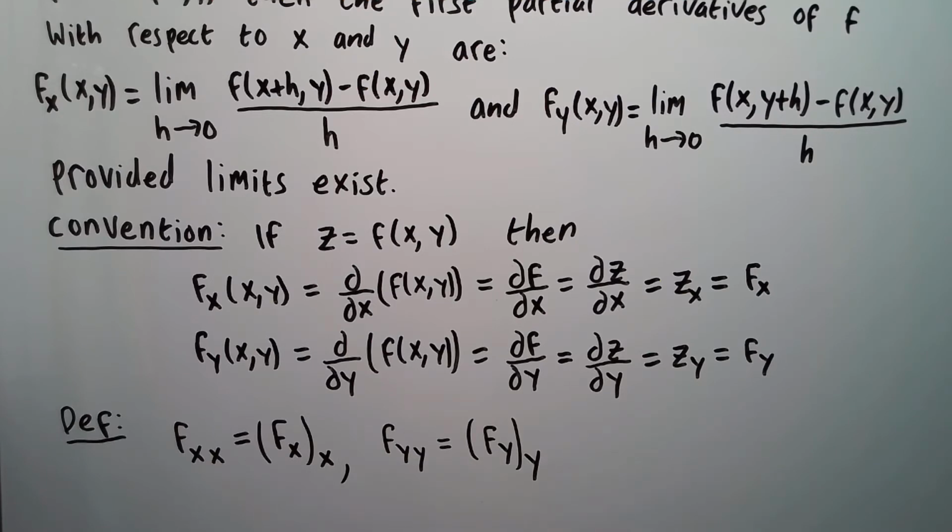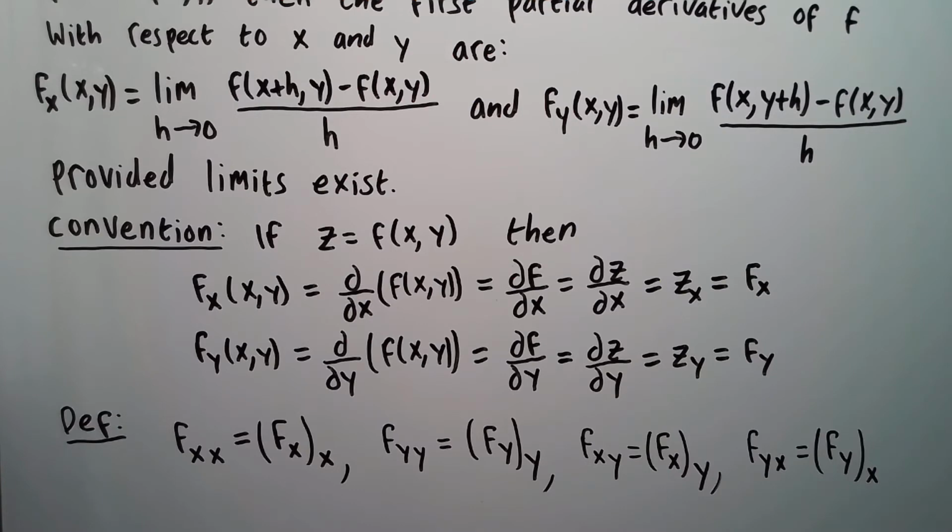And then I could have the mixed ones. I could have f subscript xy, which means the partial derivative of f with respect to x, and then with respect to y. Then I could have f yx also. f yx could be defined to be the partial derivative with respect to y, and then with respect to x. You could keep going with this definition, with f triple x and so forth. You could keep extending this, but we're just going to do the second derivatives here.